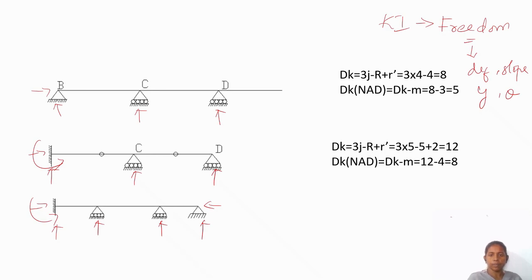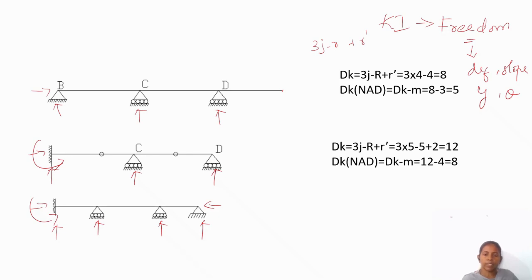So it is 3j minus r plus r dash. r dash is the release component. So 3j, number of joints 1, 2, 3, and here is 4. So 3 into 4 minus the reactions, 4 reactions, plus releases, there is no release, totally 8.